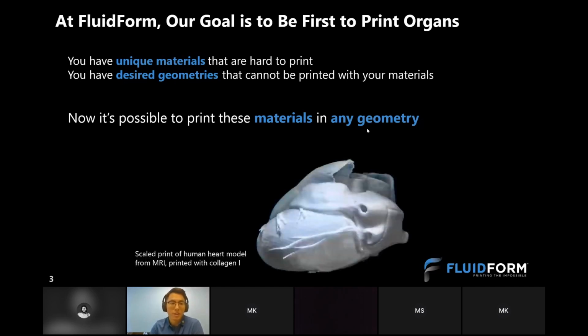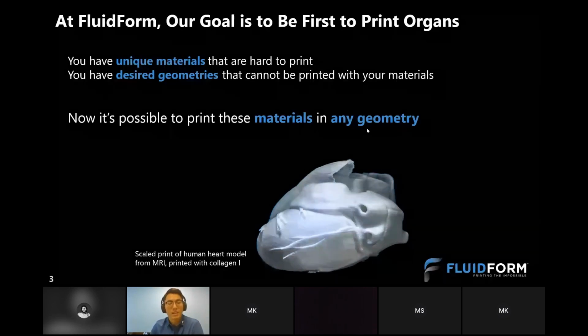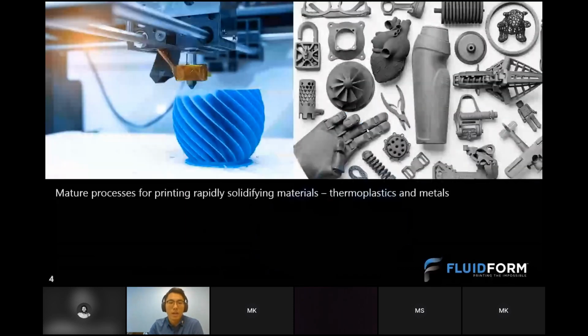So I'd like to show here just a print that we've done in the past. This is a scaled down model of a human heart, derived from MRI and printed entirely out of collagen type 1. And shown here, I know most of you, this looks pretty familiar.